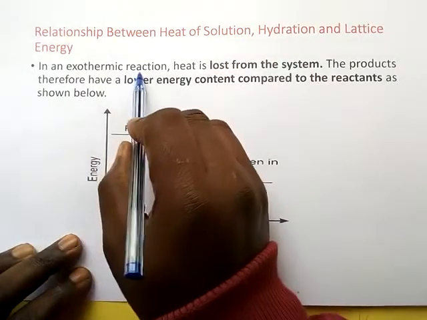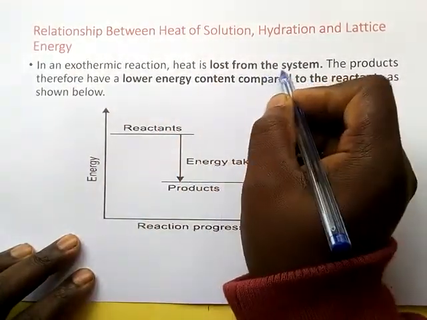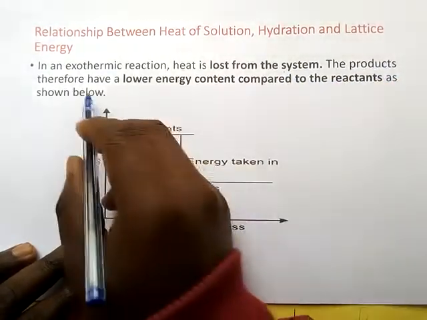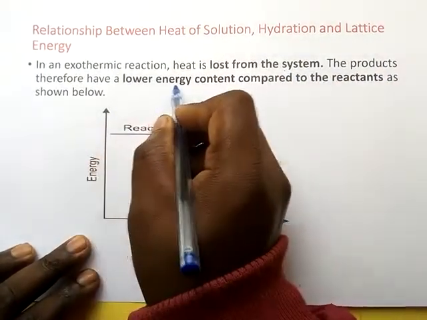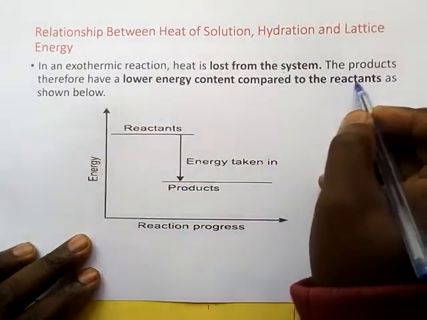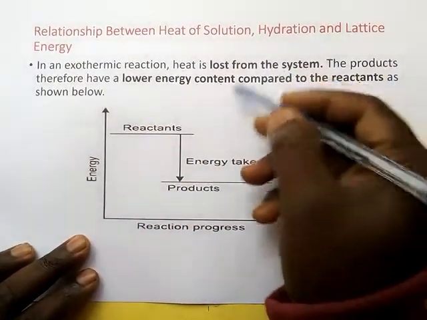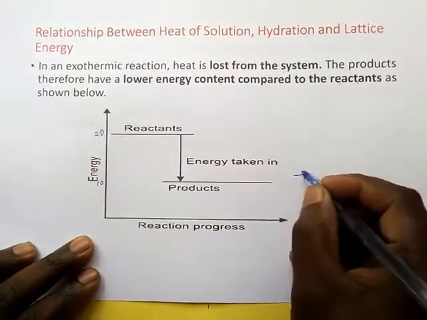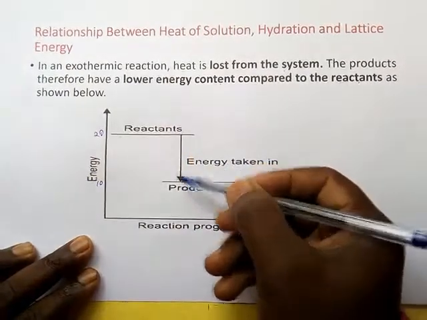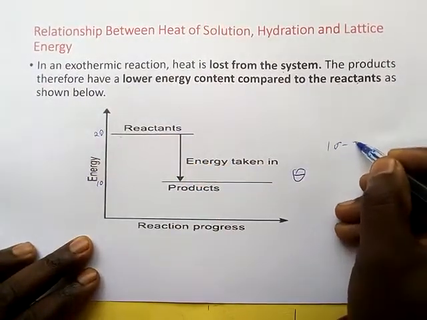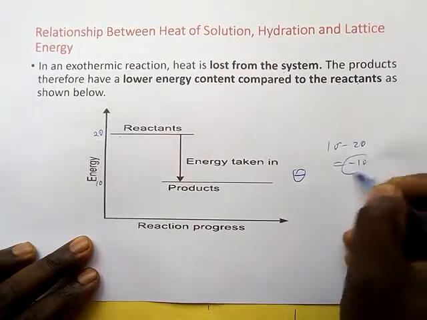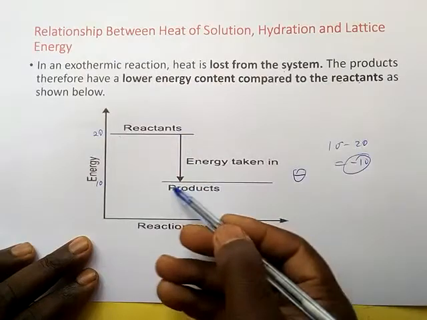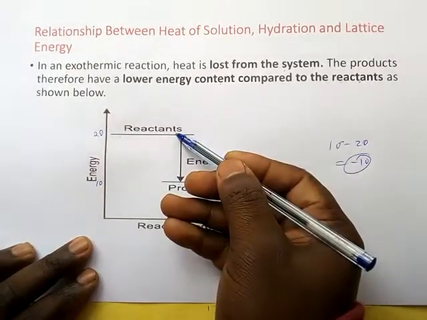In an exothermic reaction, heat is lost from the system. I know you know that. The products therefore have lower energy content compared to reactants. This is very important, as it helps us to know the reaction. The overall change in an exothermic reaction is negative, because when you take the products minus the reactants, it is 10 minus 20, and the answer is going to be negative 10. That's why in an exothermic reaction, the products are below the reactants.